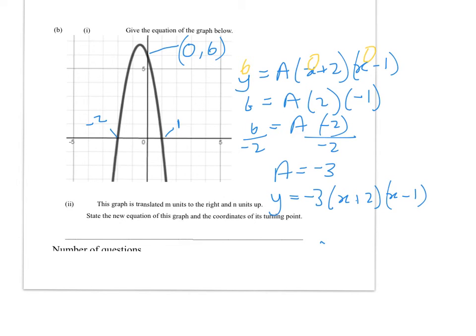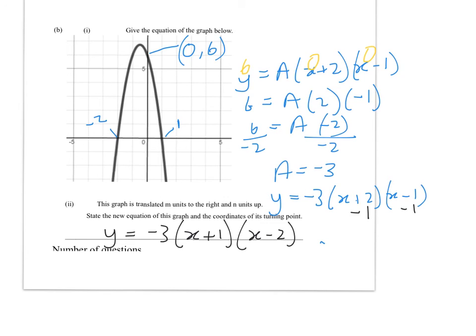Now if this is translated m units to the right, remember if we translate to the right in the brackets, we're going to do the opposite, so it's going to be a -1 in the brackets. So for each of these brackets I've got to add a -1. So my equation is going to be y equals -3, that'll be (x plus 2 minus 1) which is x plus 1, and (x minus 1 minus 1) is x minus 2.